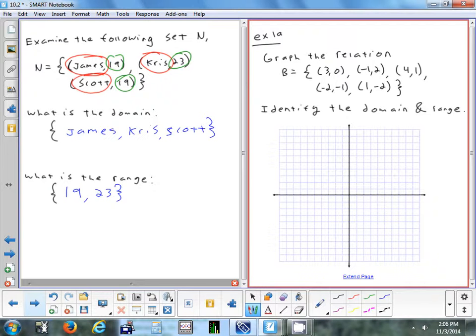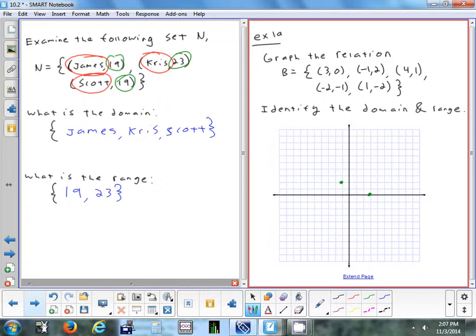Okay, let's graph this relation and then identify the domain and range. Dominic, how would I graph the point 3, 0? 3 over to the right. Yep. Anything else? Nope. It's on the x-axis. Perfect. 3, 0. Okay. Negative 1, 2. Left 1, up 2.